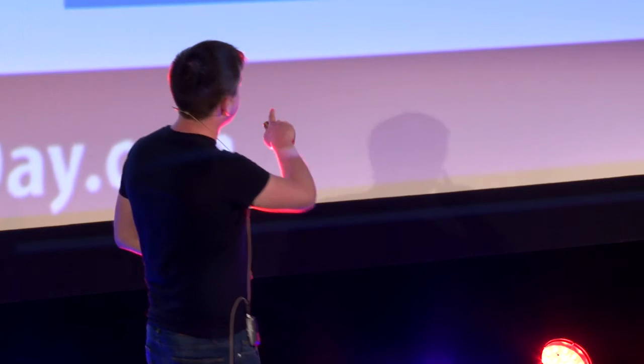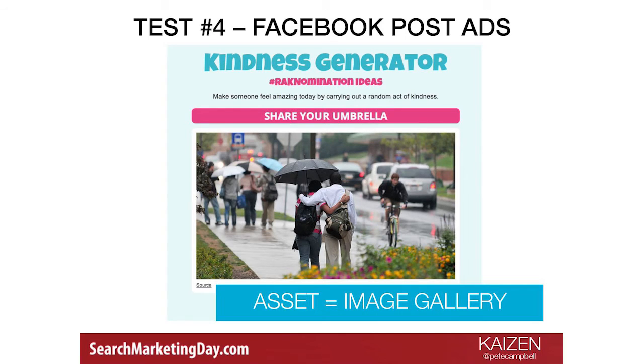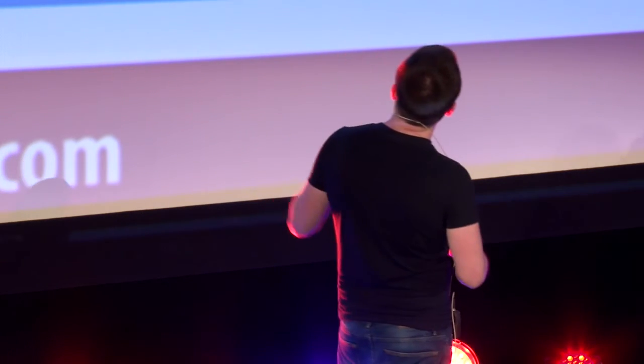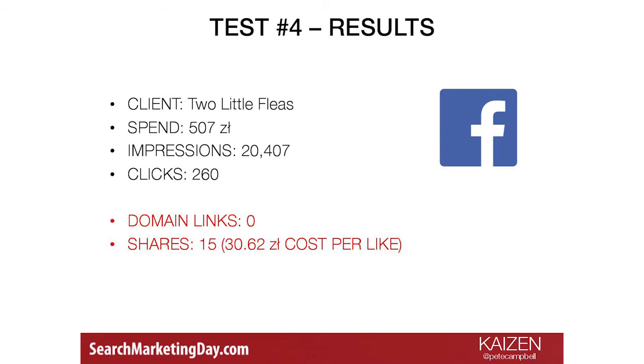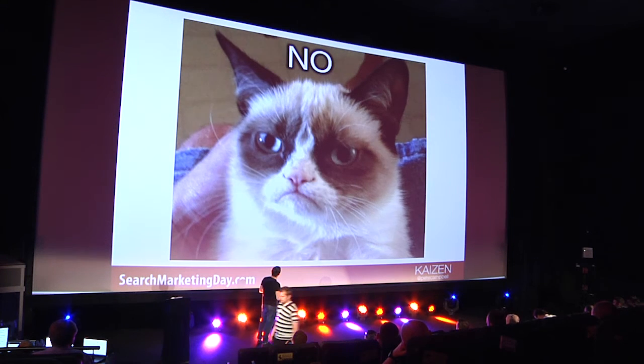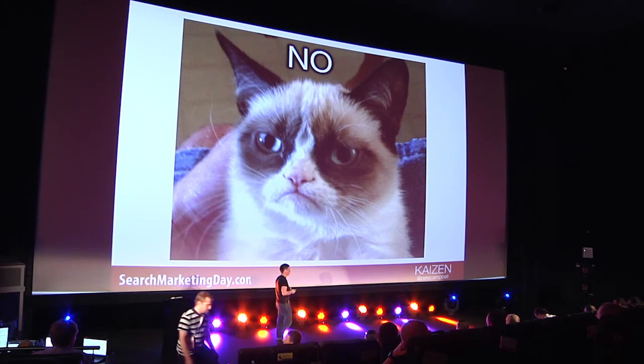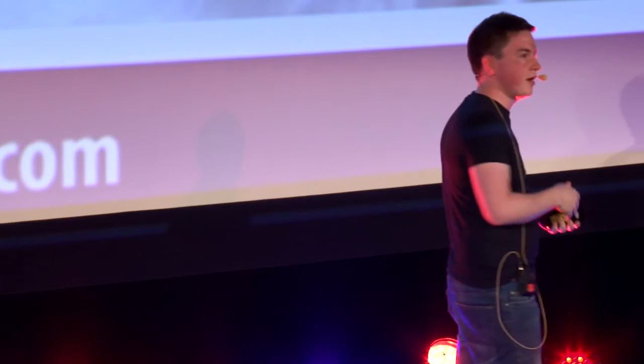The campaign I ran was again for Two Little Fleas. They made an image gallery, which the idea of it is to inspire people to do kind things. And the way in which we set up the targeting is we targeted people who followed UK charities. And basically we ran it, and it sucked. We got 0 links and 15 shares. That's a cost per like of 30 zloty. That's really expensive.